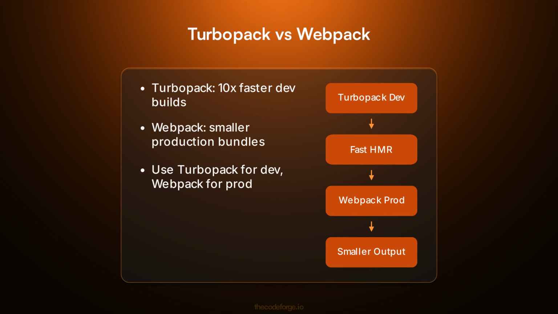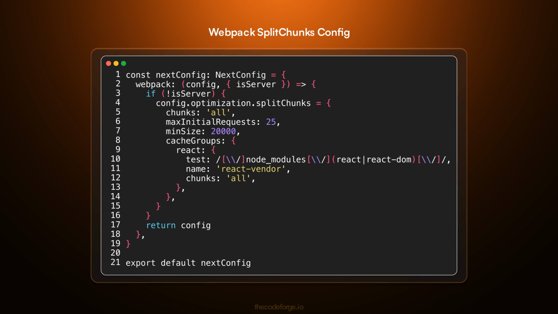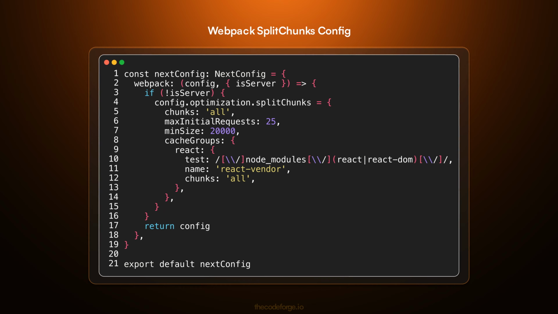Next.js 16 defaults to Turbopack for development. It's 10x faster. But for production builds, Webpack still produces smaller bundles in complex apps. Always verify production bundle sizes when switching bundlers. This configuration forces Webpack for production builds and customizes split chunks to isolate React into its own vendor chunk. This improves caching. When React updates, only that chunk invalidates.